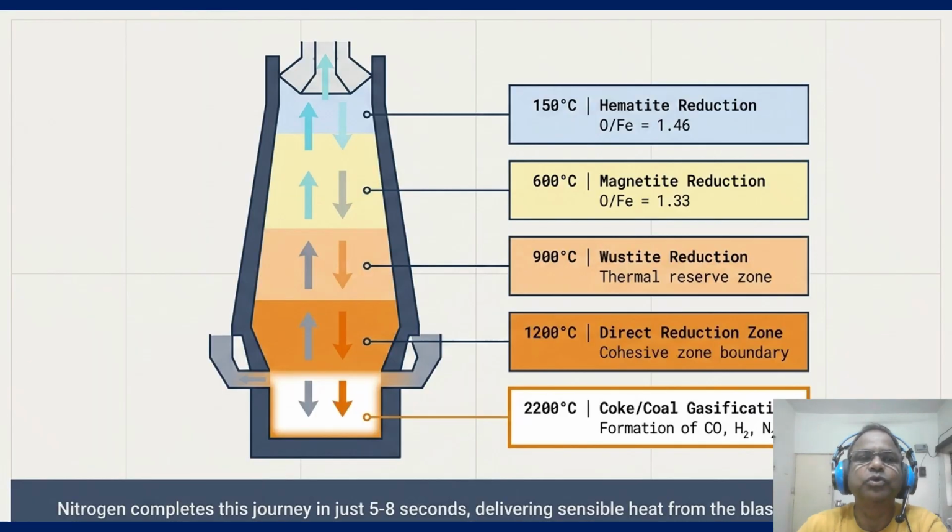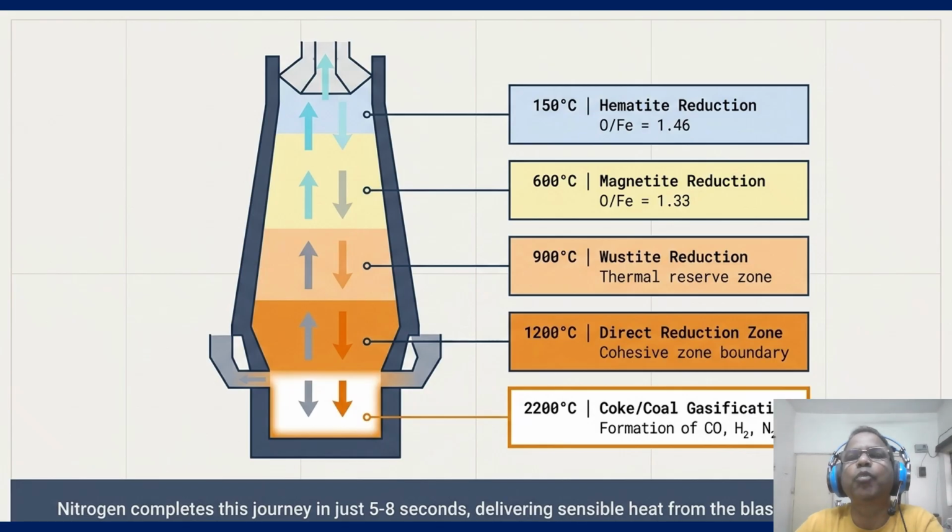So let's visualize the internal temperature gradient. The temperature gradient with respect to the furnace icon is color coded from blue at the top, at 150 degrees, where we see hematite reduction. As the burden descends to 900 degrees, we hit the wustite reduction, or the thermal reserve zone. Notice the orange band at 1200 degrees, that is the cohesive zone boundary. The most critical physical bottleneck in the furnace.